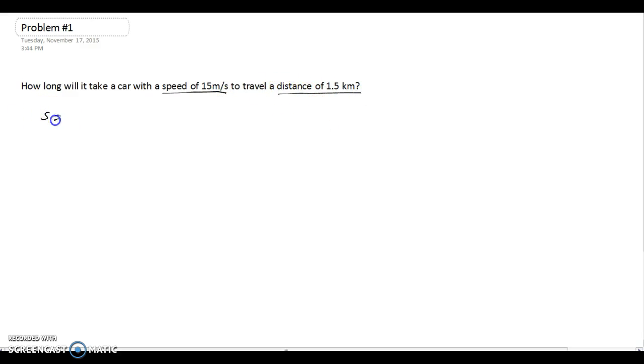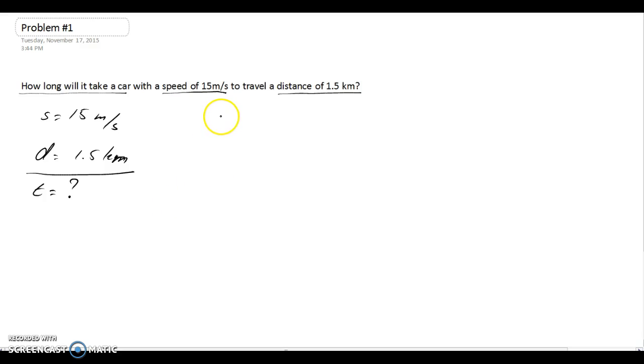So the speed is equal to 15 meters per second, which means the car is traveling 15 meters for every second. The distance is equal to 1.5 kilometers. The problem is asking us, how long will it take the car to travel that distance? This time they're referring to time, how long, not distance. And we're trying to find out how many seconds or how many minutes it will take for this car to travel that given distance. So in order to move forward, we need a formula.